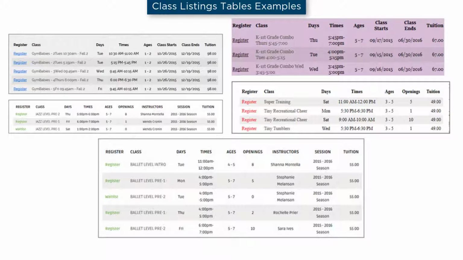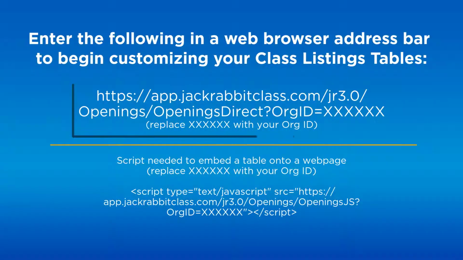This video will help you filter your class listings tables to create custom tables for your website. Here are some examples. We'll start with a URL you can paste into a web browser such as Chrome, and then customize it before you add it to your website.